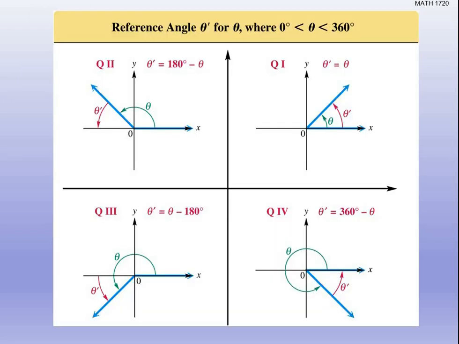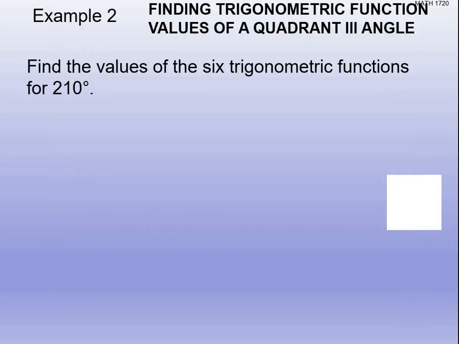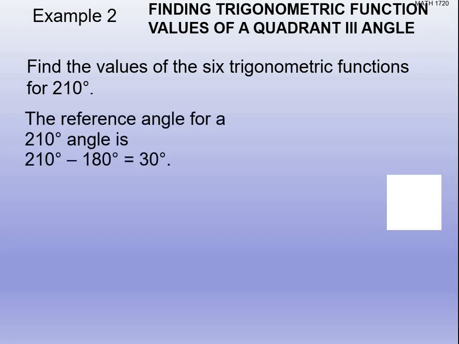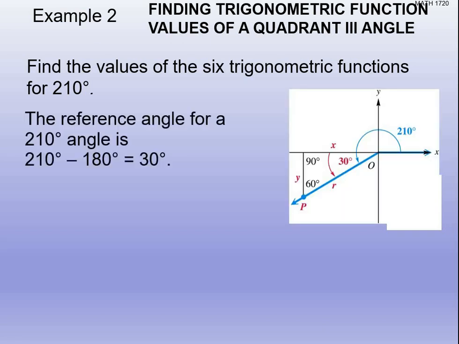So if we go back and take the rule, we have to do what? Theta minus 180. So we're going to take 210 minus 180. We should get 30 degrees, right? So when we do this and draw it out, look what that reference angle makes. It makes, from our previous lecture, a 30, 60, 90 degree triangle.